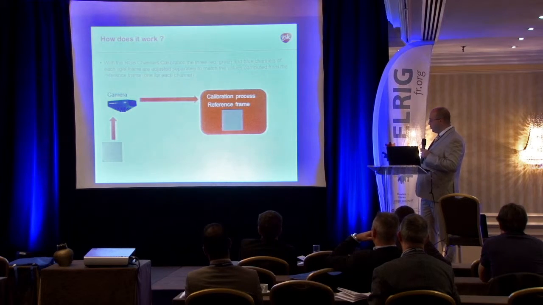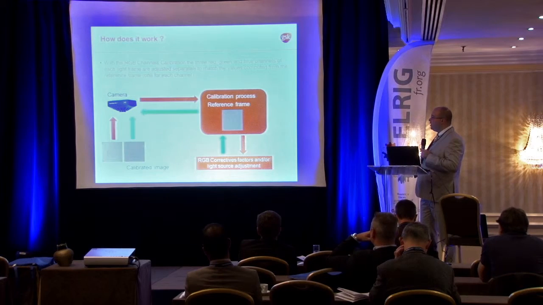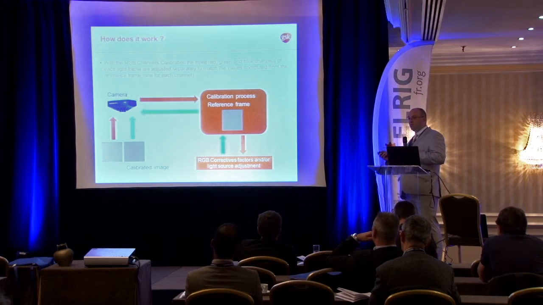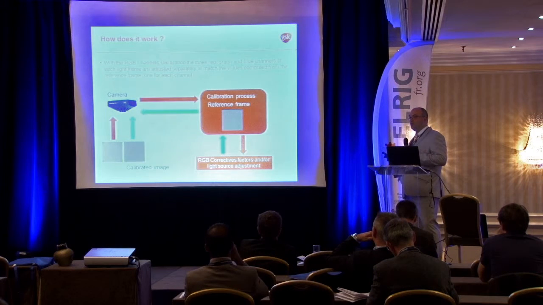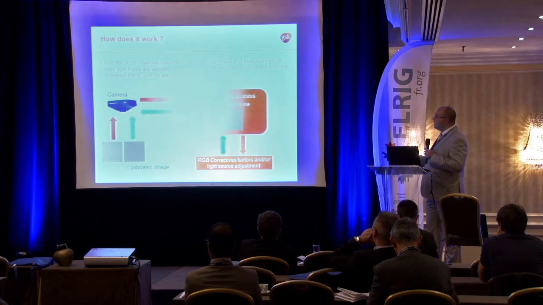By doing this, we can calculate adjustment factors for the camera. We send back these factors to the camera, and then we can have exactly the same picture as the reference. It means that with this calibration, you can control how you will acquire your picture over time on the same system, but also between different systems, wherever they are located, because this reference is available for all the systems together on the network.